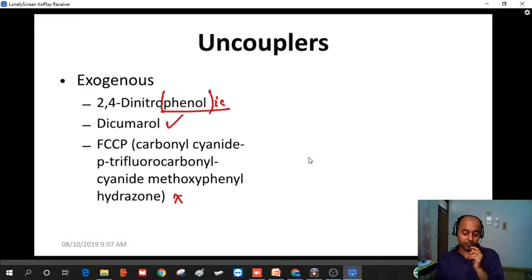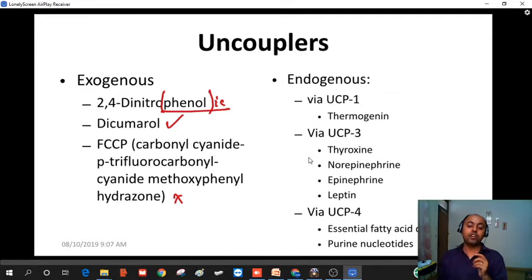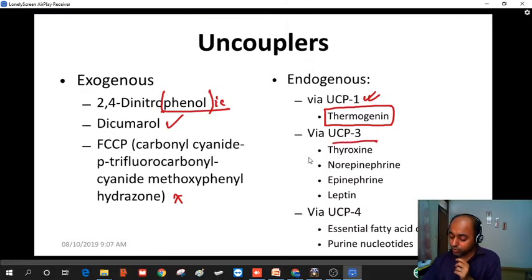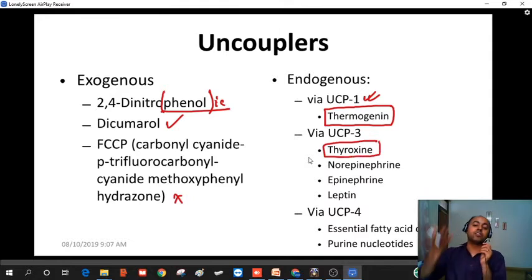But at the same time, we have endogenous uncouplers also. For example, thermogenin. All of you know about thermogenin. It is active in the brown adipose tissue where it generates heat. This is generated by activating UCP1. Similarly, in patients of thyrotoxicosis, body temperature is elevated. In patients of hypothyroidism, the body temperature is decreased. Why? Because thyroxine is not there. It is not able to activate UCP3 and the body heat will not be there.